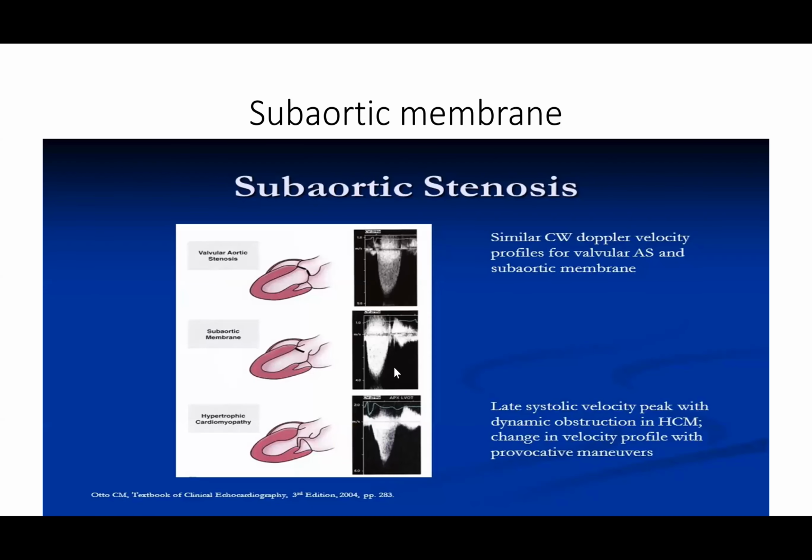This is the subaortic membrane and your CW profile. If it's an aortic valve, you have a denser portion here, and this is dense across the whole Doppler profile. This is hypertrophic cardiomyopathy with a dagger shape that you see.